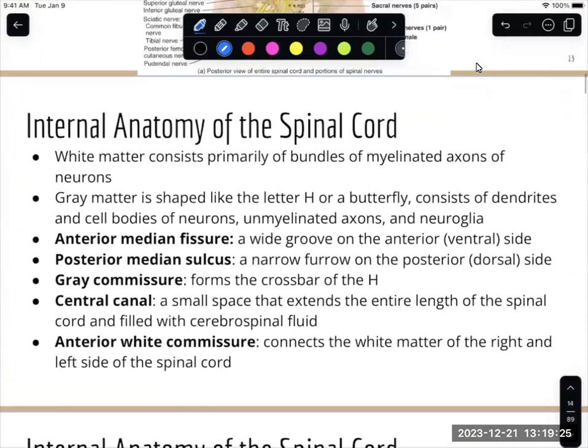So we talked a little bit in the last chapter that white matter is mostly myelinated axons. That gray matter, shaped in a letter H or a butterfly, whichever one you decide it looks like. This is dendrites, cell bodies, unmyelinated axons, and neuroglia, so those support cells.